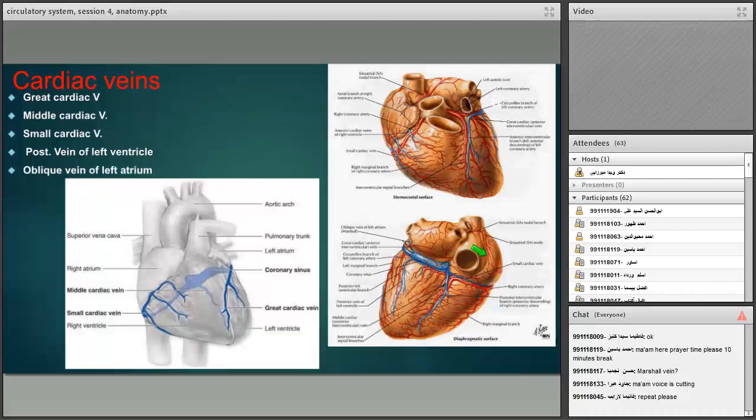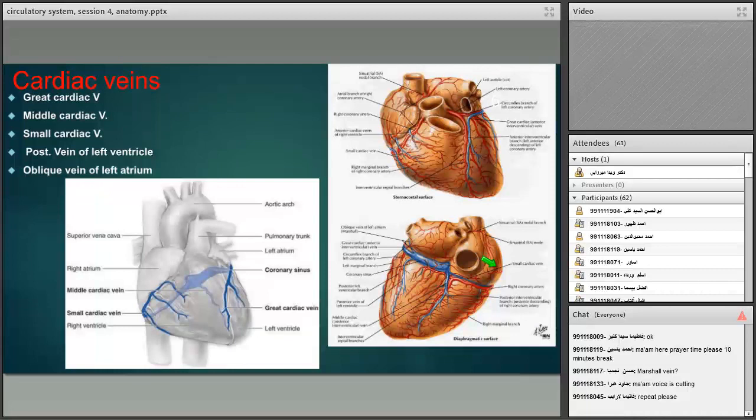Do you remember that we had a valve on the opening of the coronary sinus that we call the Tebesius valve inside the right atrium?